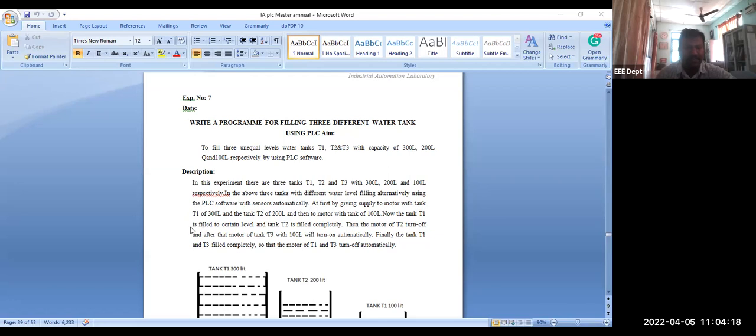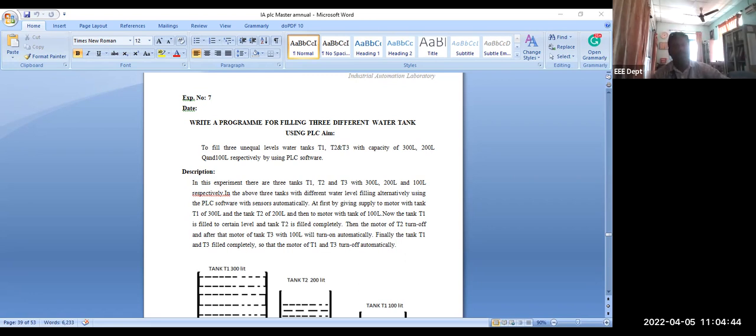Now the tank T1 is filled to a certain level and T2 is filled completely. Then the motor of T2 turns off, and the motor of tank T3 with the capacity of 100 liters will turn on automatically. Finally, tanks T1 and T3 are filled completely, so the motors of T1 and T3 turn off automatically.